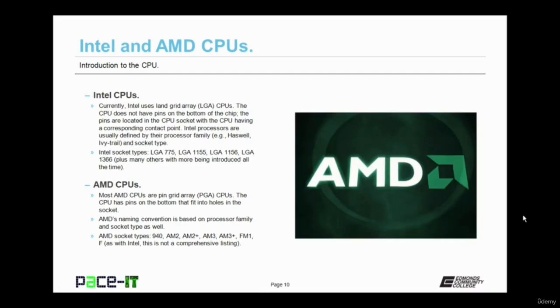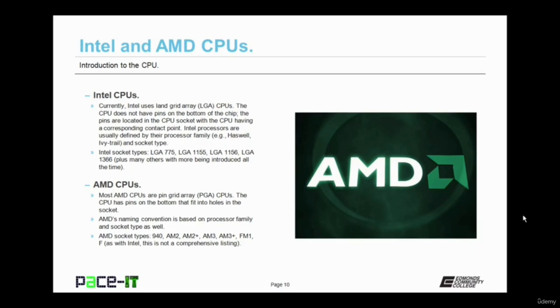Now let's move on to Intel's main competitor, AMD. Most AMD CPUs are pin grid array CPUs, PGA CPUs. The CPU has pins on the bottom that fit into holes on the socket. AMD's naming convention is also based on processor family and socket type as well.